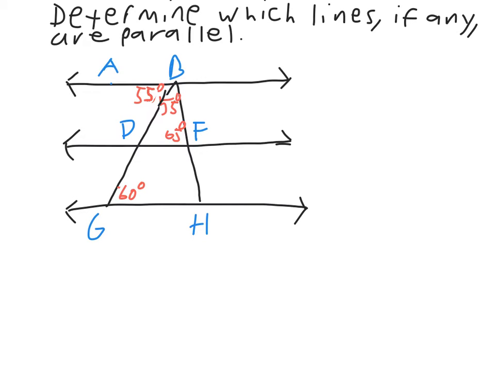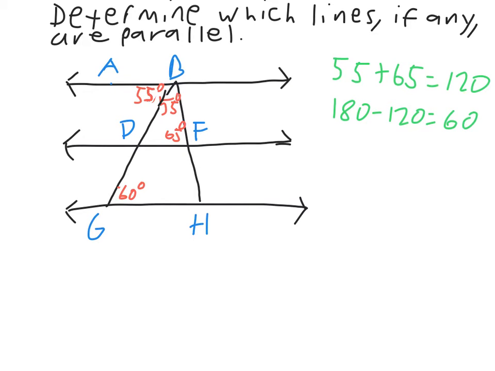First thing I look at when I see this is I see a triangle right here. Triangle BDF. And in that triangle we have two angles, 65 degrees and 55 degrees. So using that we can find the third angle. We just say 55 plus 65, which is 120, and then say 180 minus that, which is 60. So this angle right here is 60 degrees.